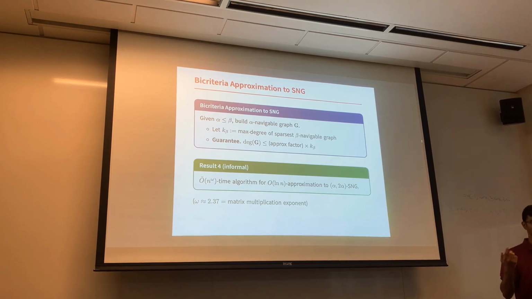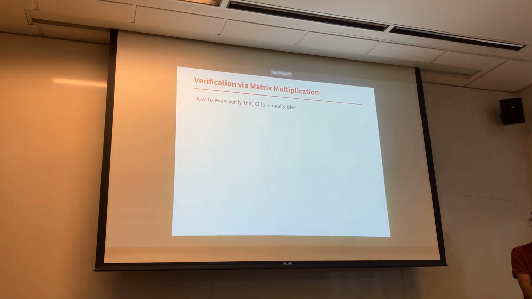Omega is the matrix multiplication exponent. All right, I'm not going to go too into detail with this algorithm, but I want to give the main ideas behind where matrix multiplication shows up. And to do this, I want to ask a simple question that we haven't really touched on yet.